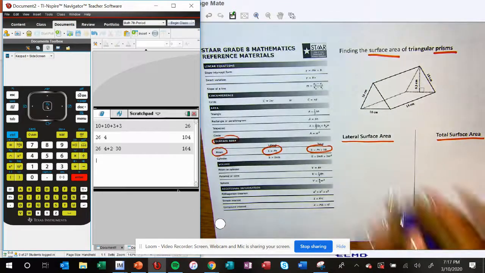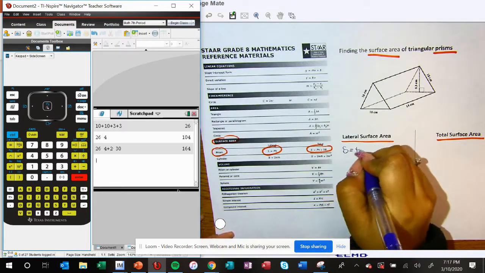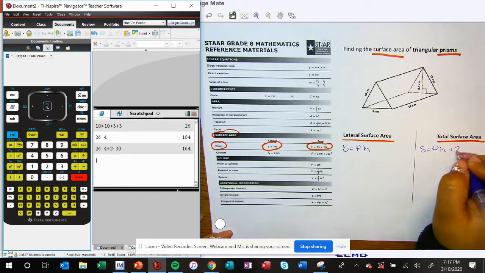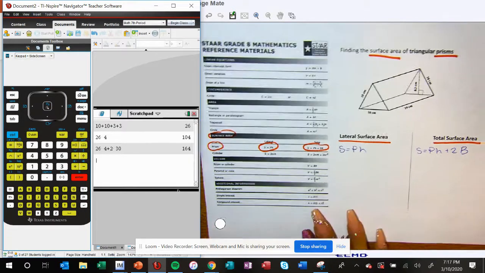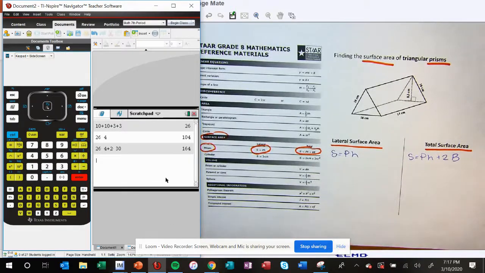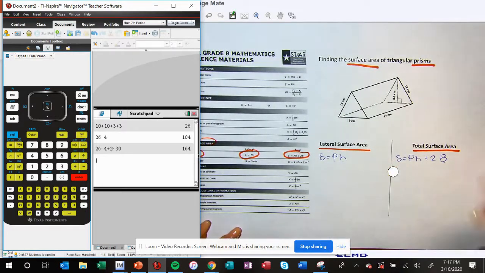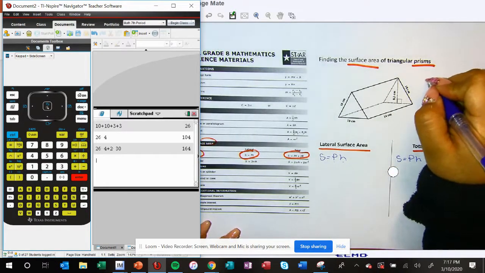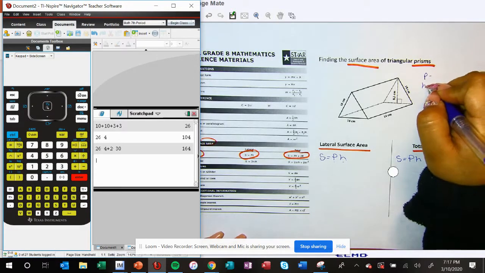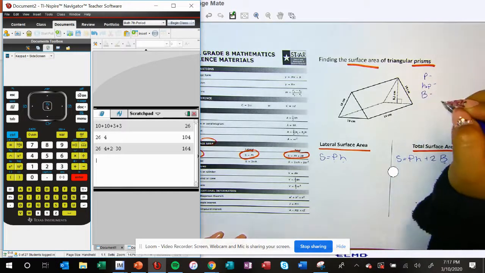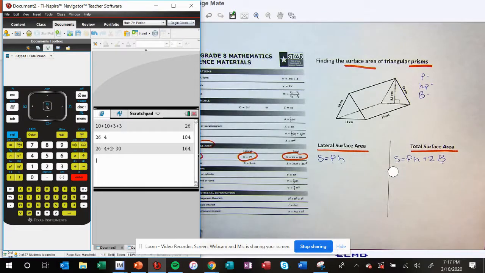and I'm going to write those on my paper. S equals pH, and S equals pH plus 2B. So I am going to be looking for some variables, which is p, h, and the letter B. So I'm going to write those here. P, which stands for perimeter of the base, the h, which is height of the prism, and the big B, which is the area of the base.